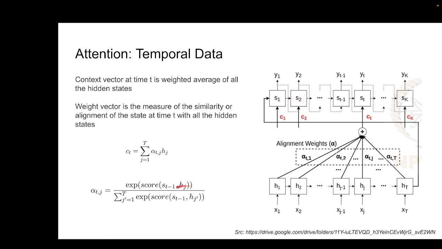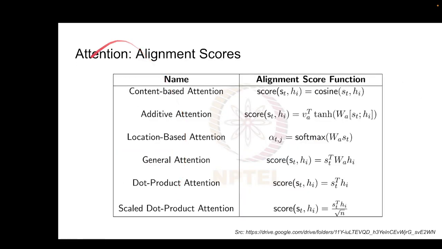Now the question is, what is meant by this similarity? How do you compute this similarity score at all? That is given by this table. There are a lot of attention mechanisms that people have used, and there are perhaps even more that have not been shown in this list. Whenever we think of comparing two vectors, the most common metric is the cosine similarity.